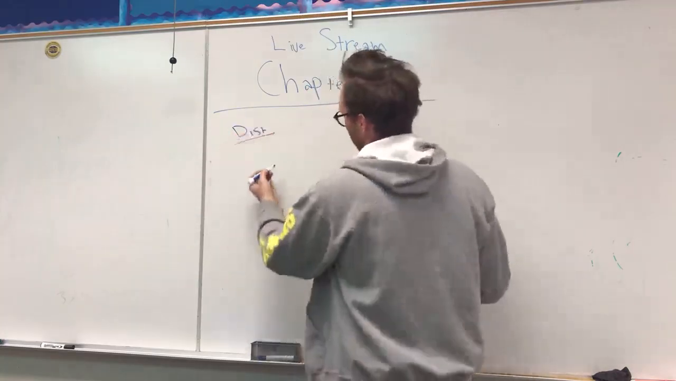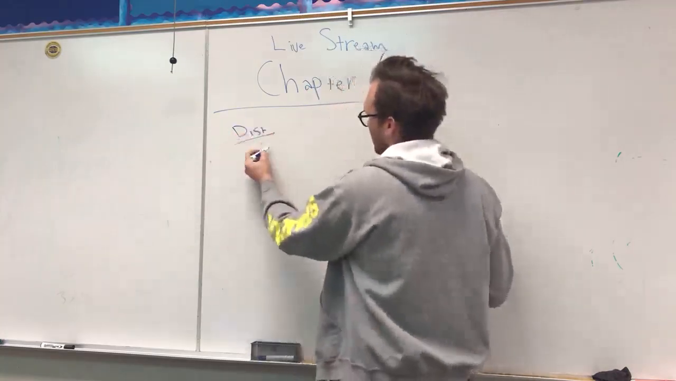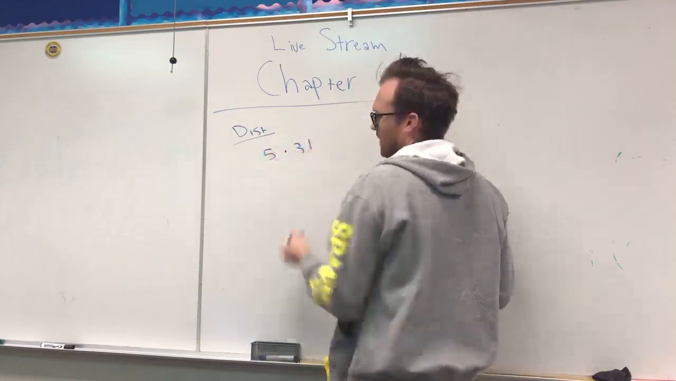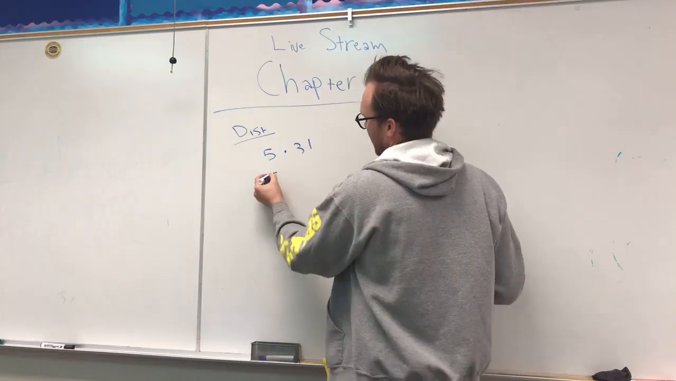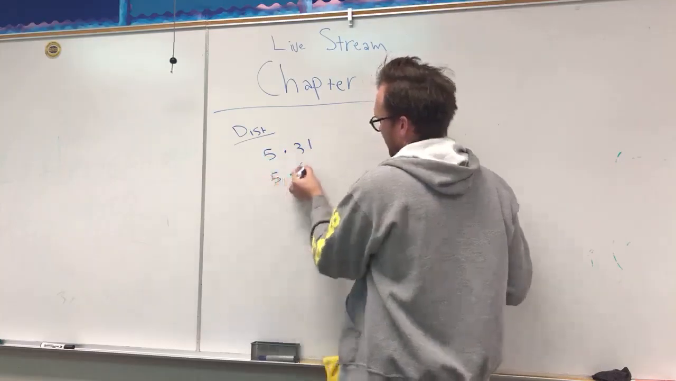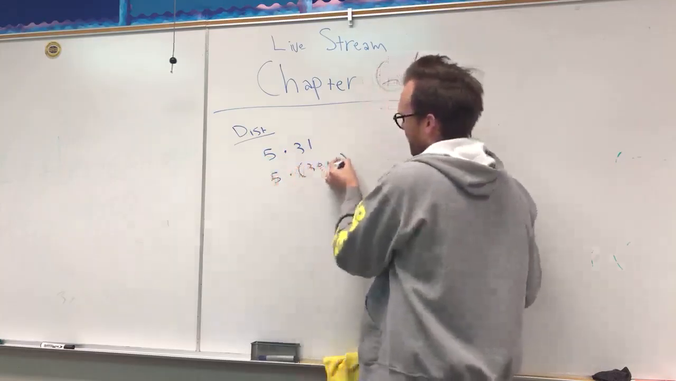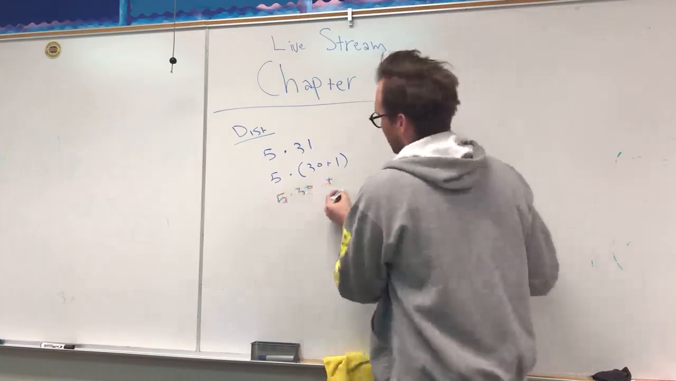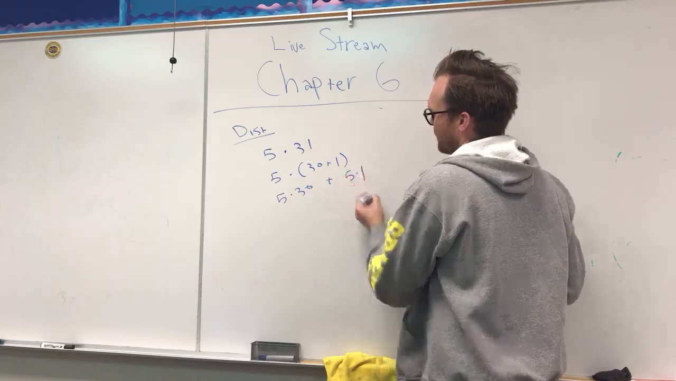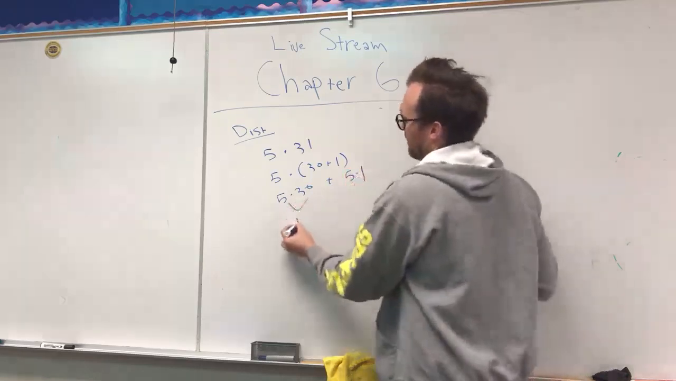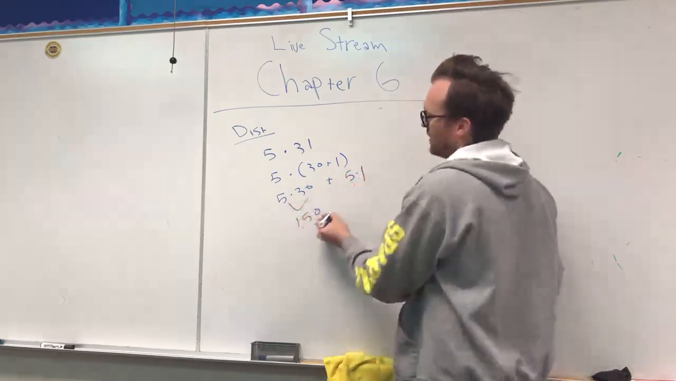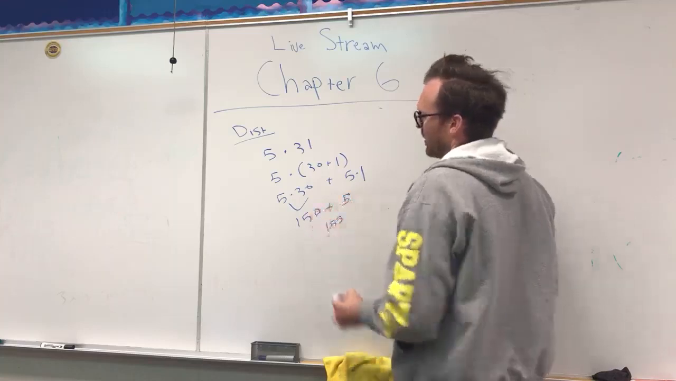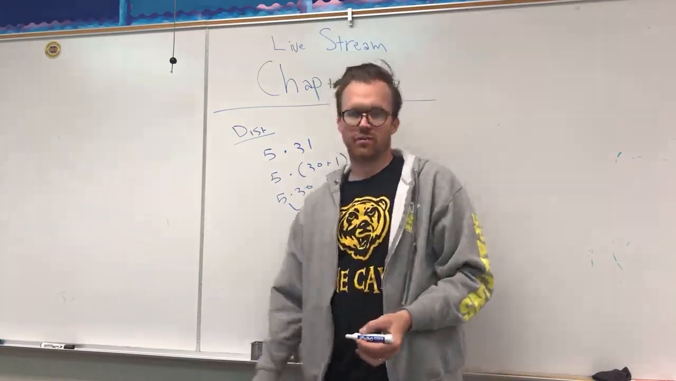If I wanted to multiply 5 times 31, but I wanted to do it in my head, I could take 5 times 30, 5 groups of 30, and I could multiply 5 groups of 1, and I could add them up. 150 and 5, and get 155. That is one way I could use the distributive property.